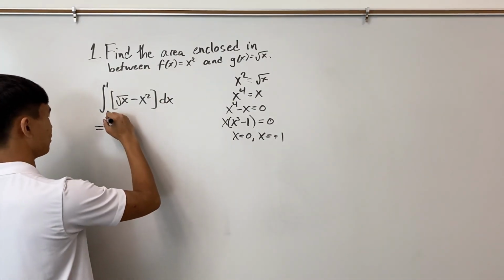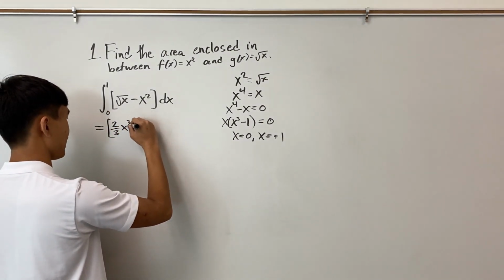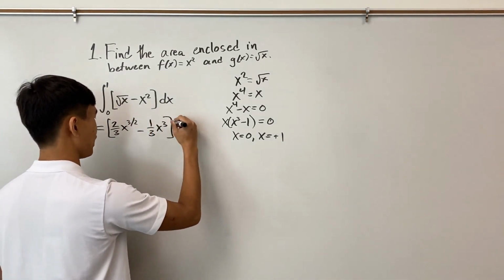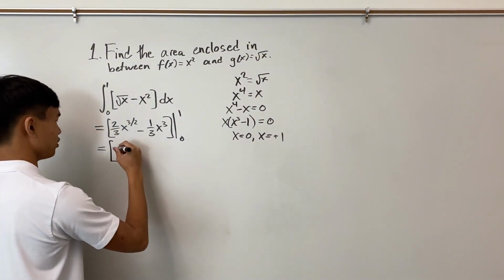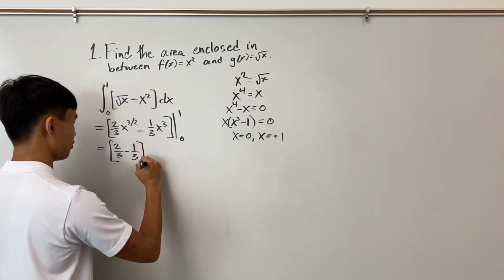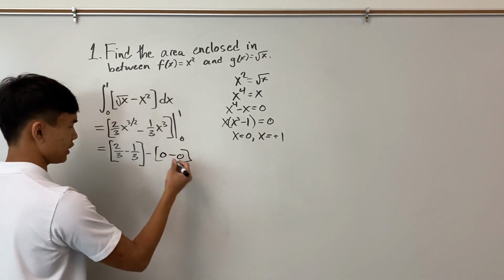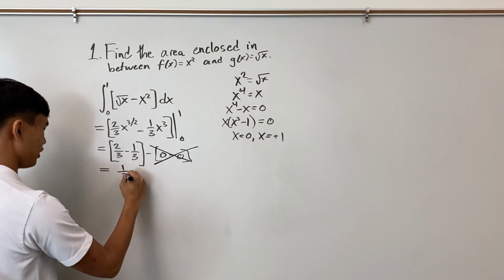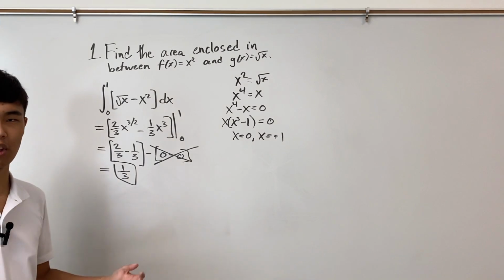We have 2/3 x to the 3 halves minus 1/3 x cubed, evaluated from 0 to 1, which is 2/3 minus 1/3 minus 0 minus 0, which is 0, so we can just get rid of this. And so this is 1/3. And that's the area enclosed between x squared and square root of x.